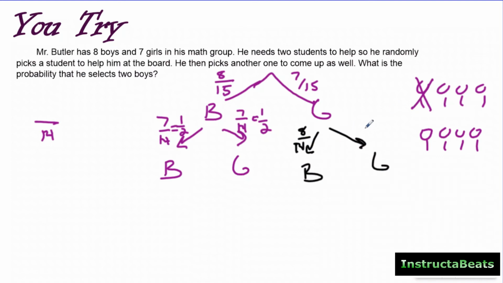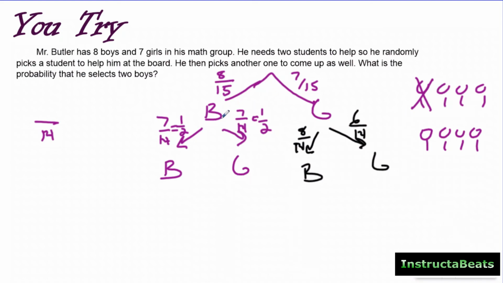So you could simplify that. And then if you had a girl, right, you no longer have 7 girls. You only have 6 girls left in the classroom. And there are only 14 people to choose from. So that would be 6/14. Okay, and you could simplify that to 3/7 if you wanted to, but I'm kind of running out of room. I don't want to get messy.